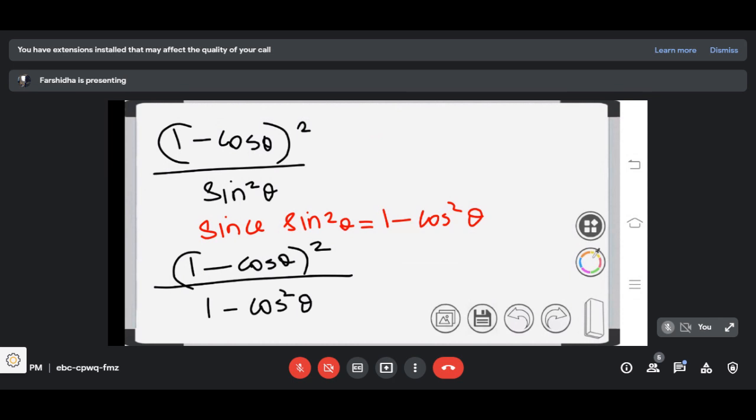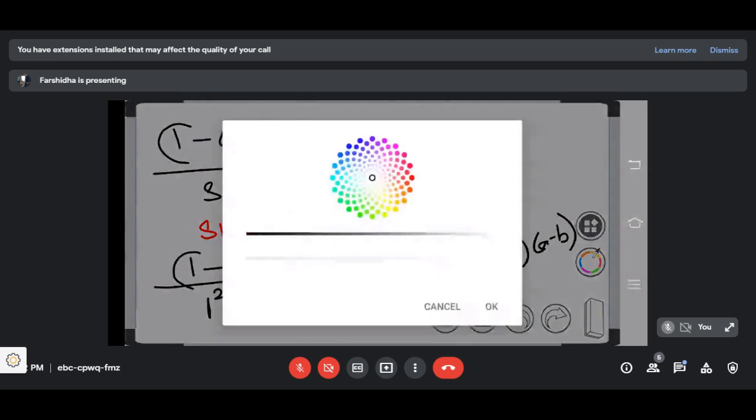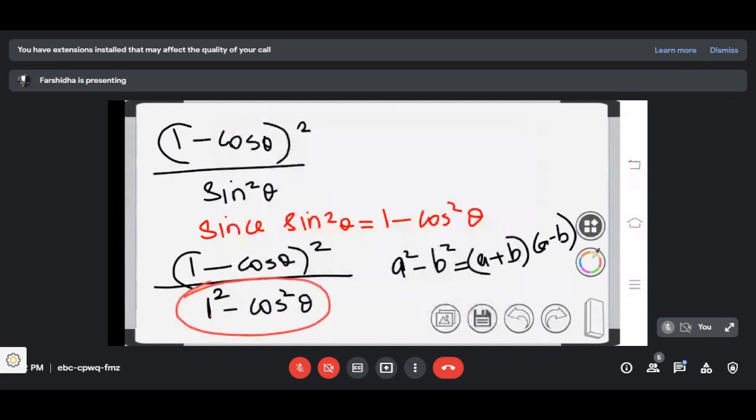Now again, see, 1 you can write as 1 square also. 1 square is also 1. So you can write 1 square. See, this is in the form of a square minus b square. Identity number 3, algebraic identity number 3: a square minus b square is equal to a plus b into a minus b. See the denominator, a square minus b square. Here your a is 1, b is cos theta. So we'll write it in this form, a plus b into a minus b.